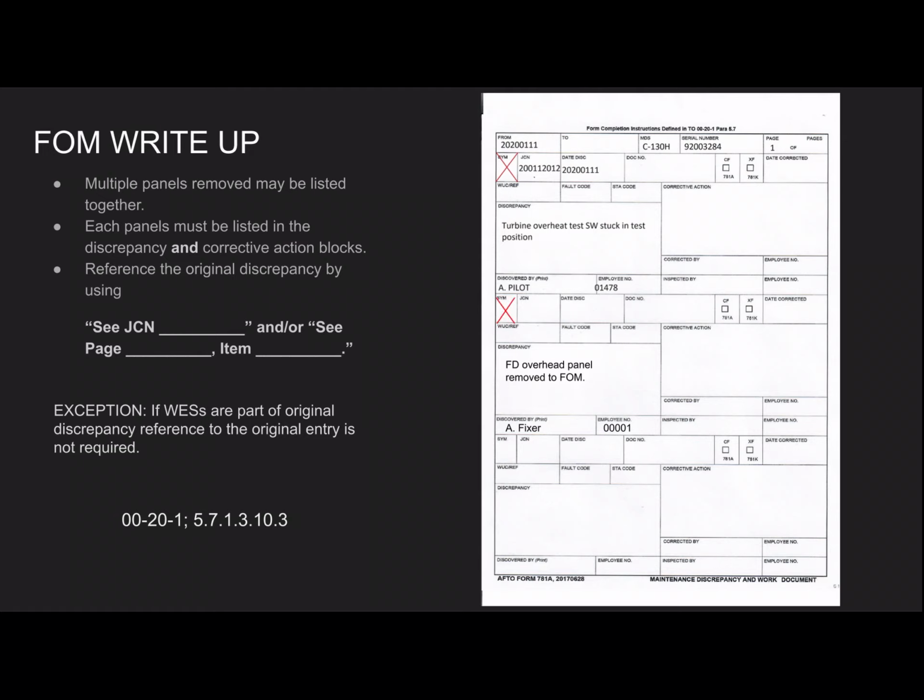An FOM write-up. So FOMs are used when you have to remove pieces of equipment from the plane in order to facilitate other maintenance. If you have multiple panels or doors removed, you can put them all listed together in the discrepancy, and then when you correct the action, you have to have them all listed again in the corrective action.